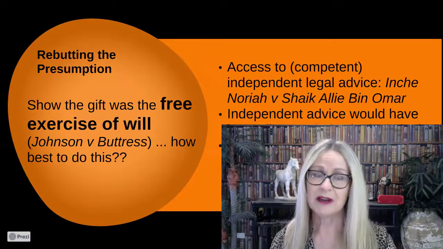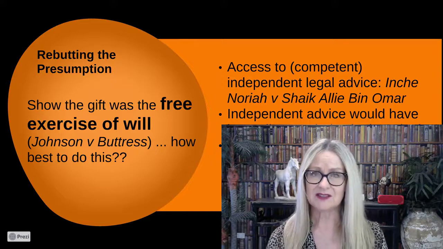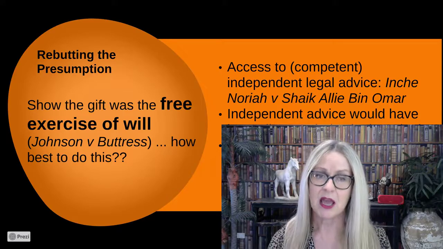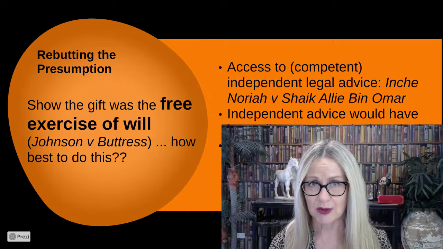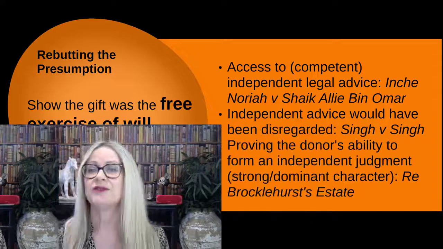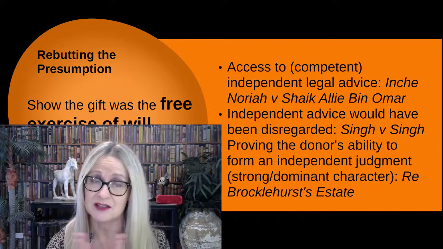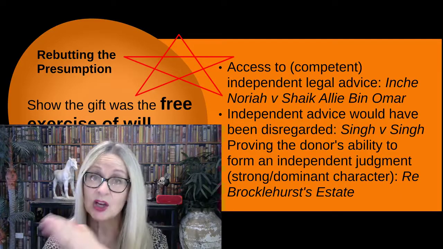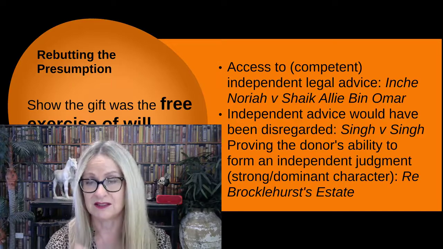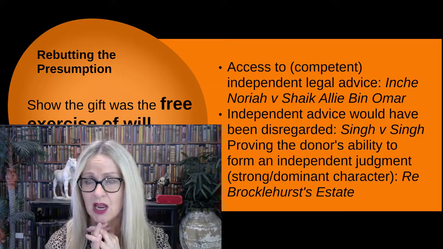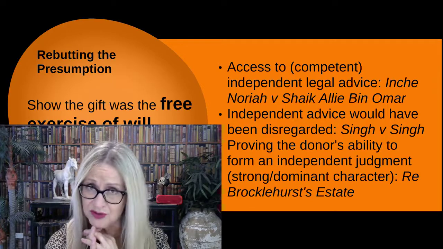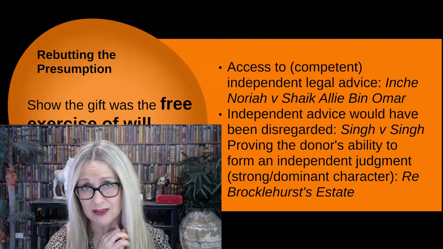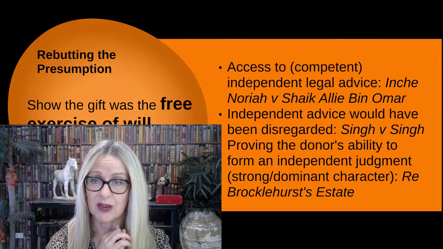In terms of rebutting the presumption, just to give a little exclamation point to the end of Johnson and Buttress, how best can you actually go ahead and rebut the presumption? Firstly, and this is the gold star standard, getting the other party to get their own independent, competent legal advice. In the case there is Inchi Noria. If you can show that independent advice would have just been ignored, that might weigh in your favour. Sing and sing is the case there.